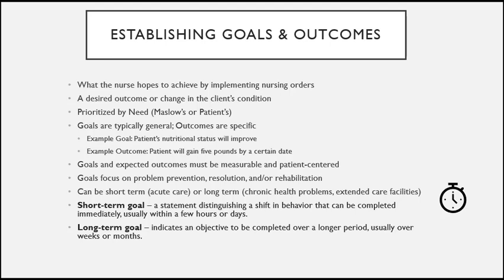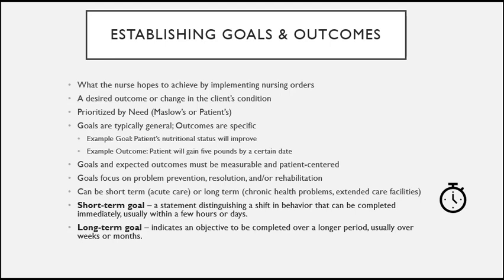So knowing where we're going and starting with the end in mind is part of what this process is. So we have to come up with a desired outcome or change. We prioritize it, as I mentioned. And then goals are usually very general, outcomes are specific. And usually in nursing care plans for school, you're typically writing outcomes, but if you can't, a goal is fine.